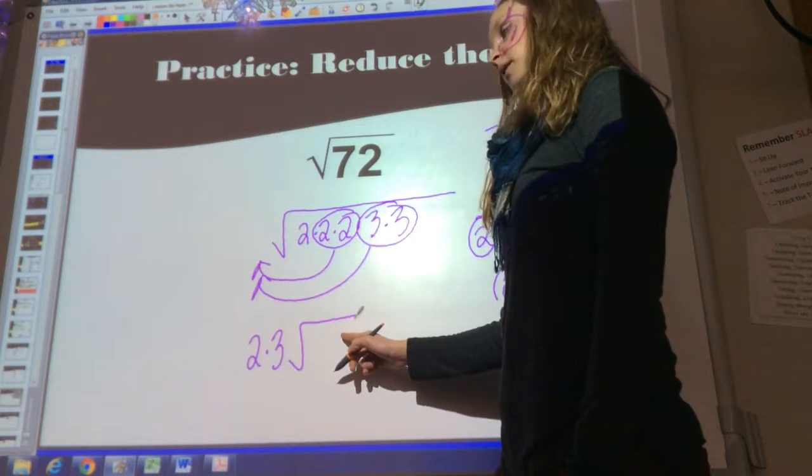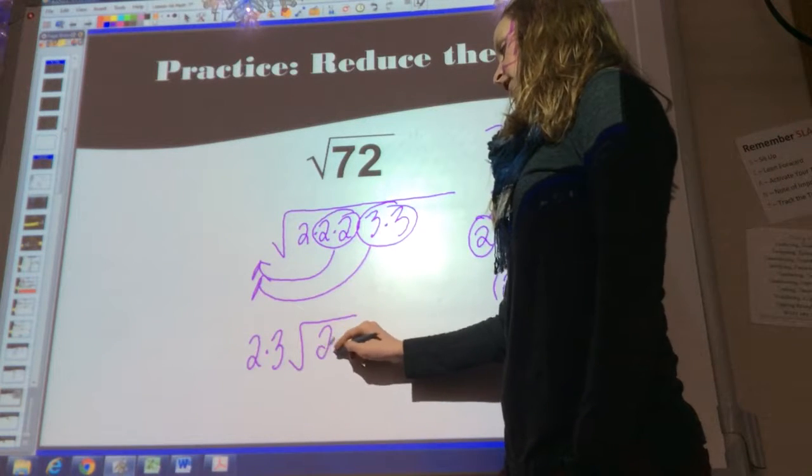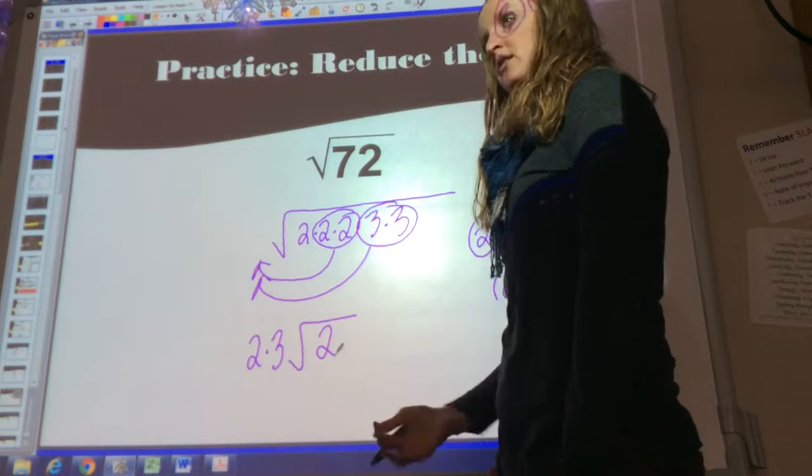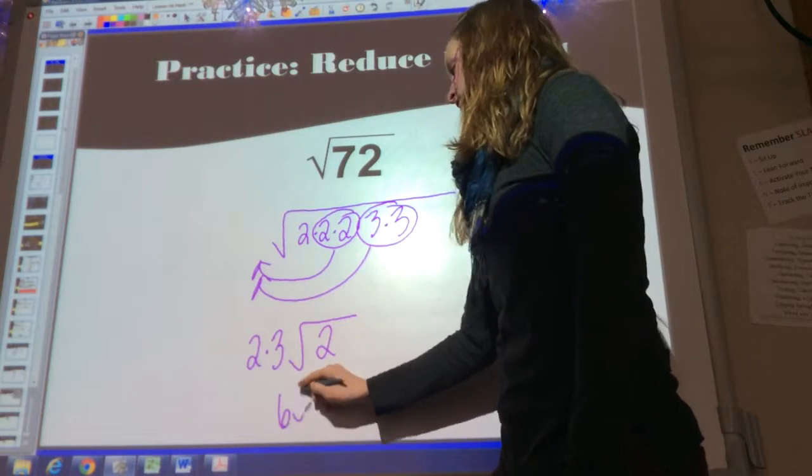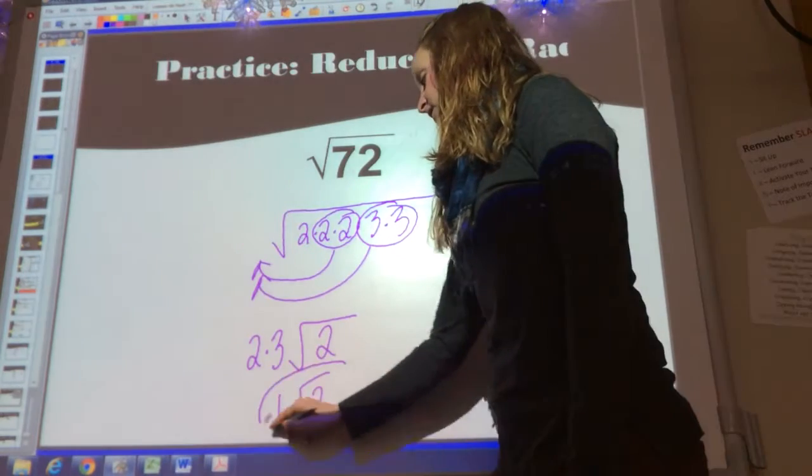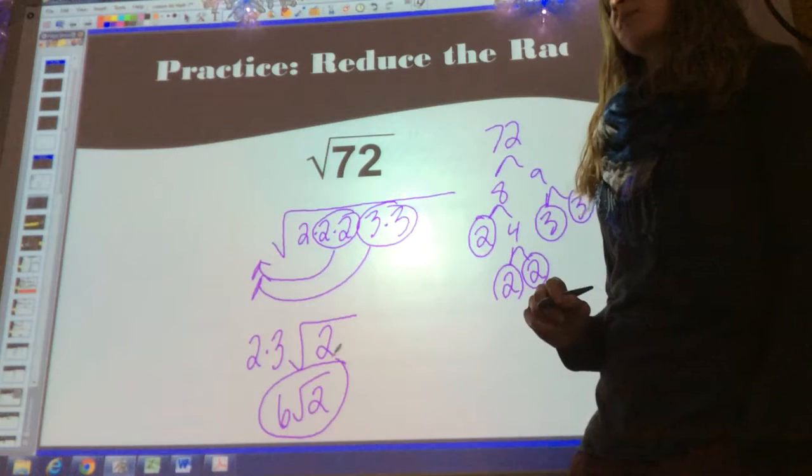What's left over in our square root? 2. Very good. And then 2 times 3 is? 6. Great job. And that is our final answer. 6 times the square root of 2.